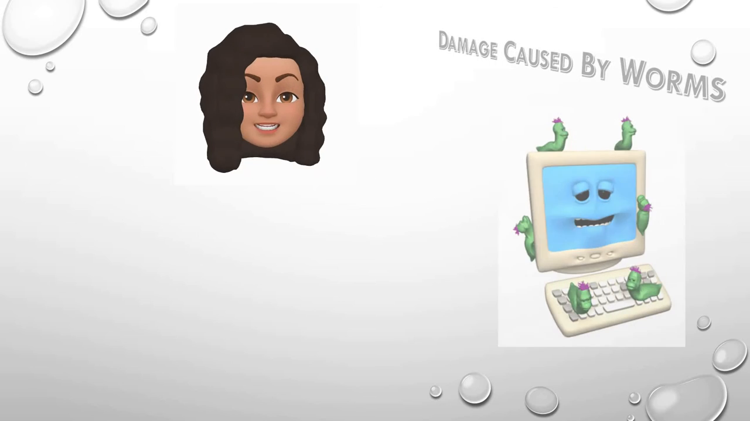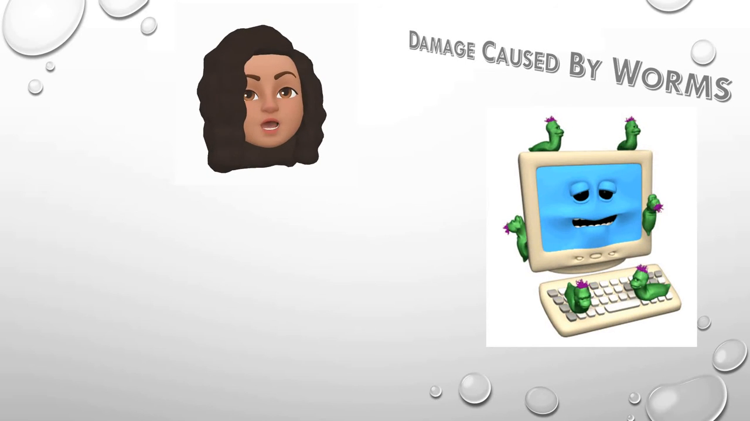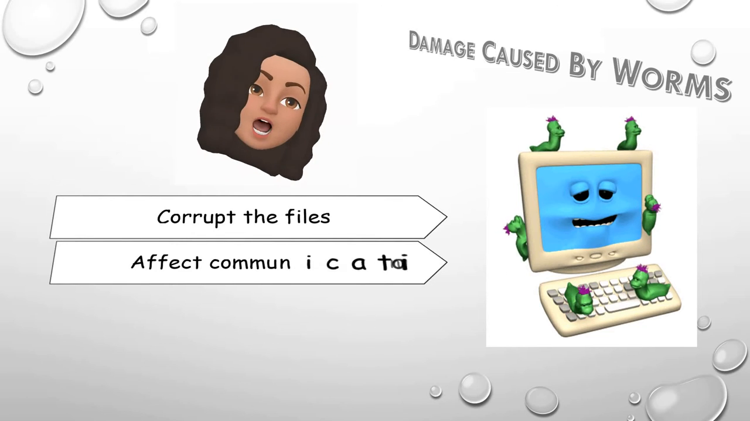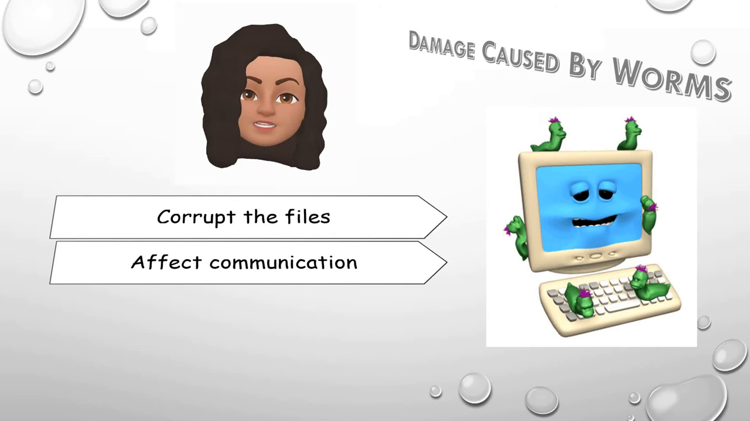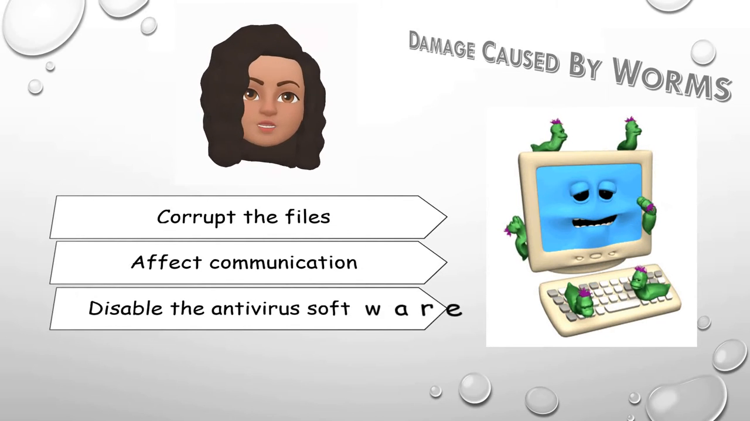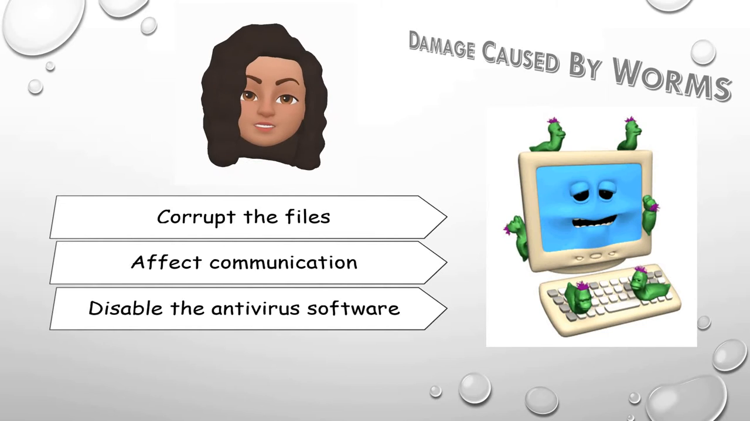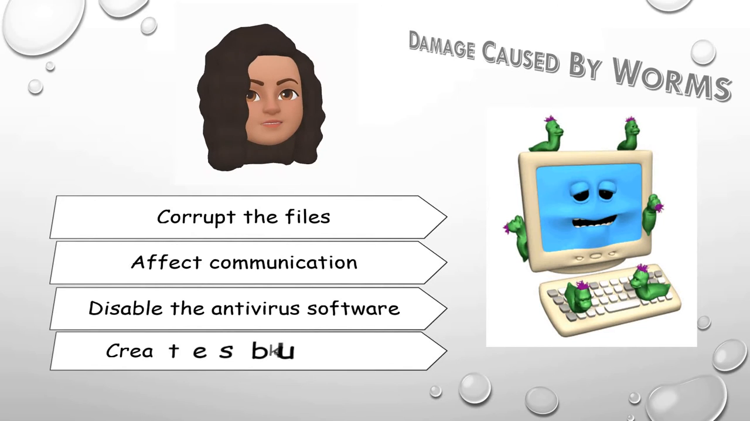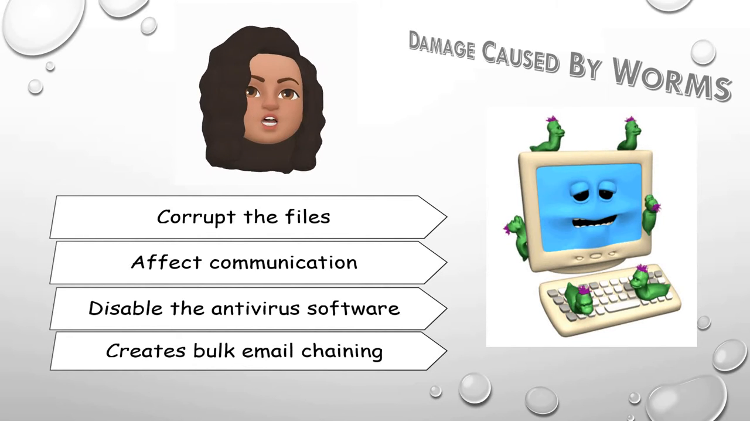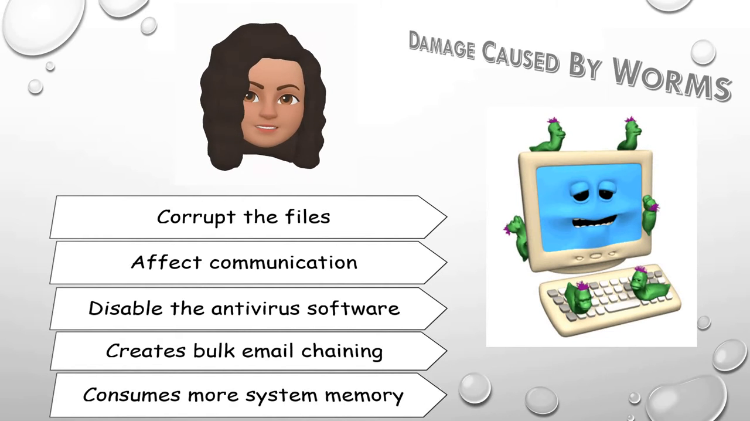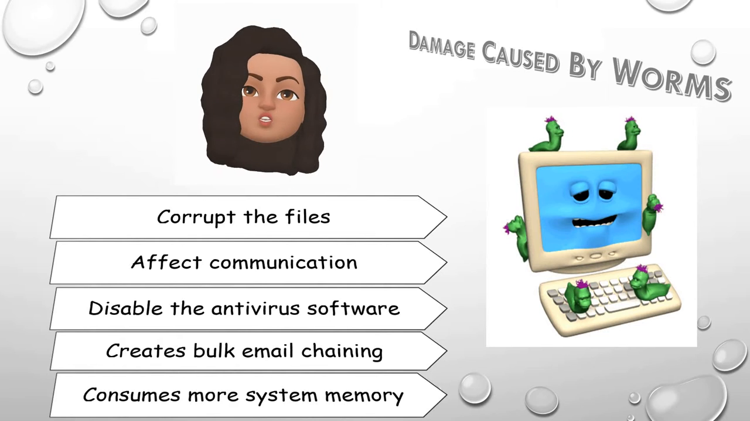Damage caused by worms. A worm can corrupt the files on the host computer. It may affect communication between the host and the other computer systems, and it may disable the antivirus software on the host, so hence it will enable more damages. When the antivirus is disabled, the computer will get affected, right? And bulk email chaining can be created with an intention to guess email passwords, and a worm consumes too much system memory, causing web servers, network servers, and individual computers to stop responding.